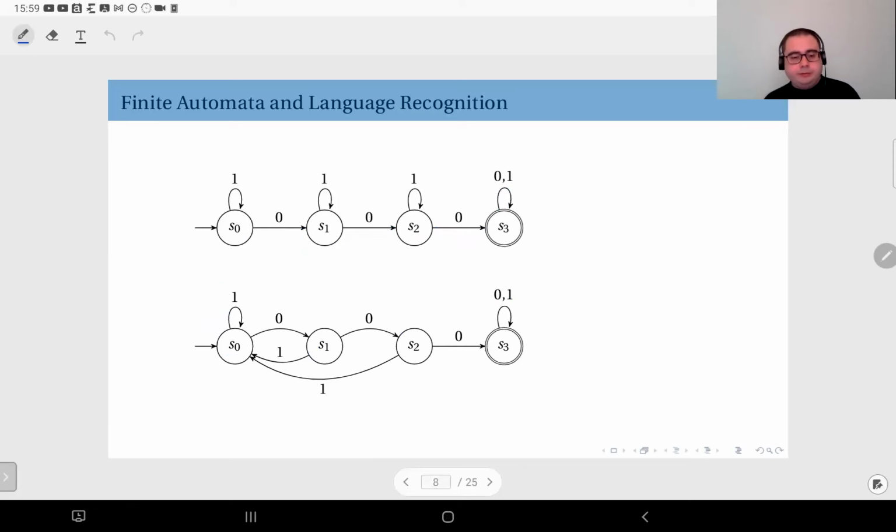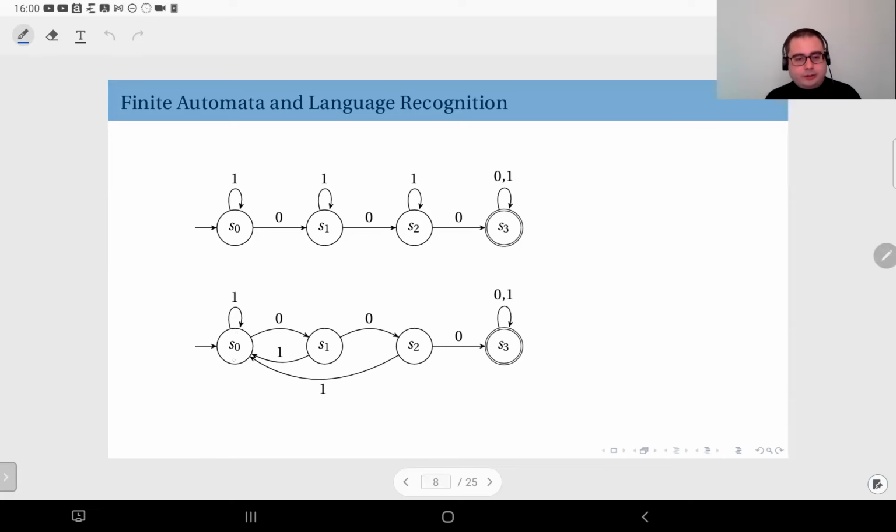Let's look at another one. Now, this is a little bit similar, but essentially different. Let's see what the difference is. You see, we have the same set of states and the same accepting state, S3, and the initial state is also the same. And from S0, the initial state, again, with three zeros, I move to S1 and then S2 and then to S3. But you see, the behavior when the input is 1 is now different.